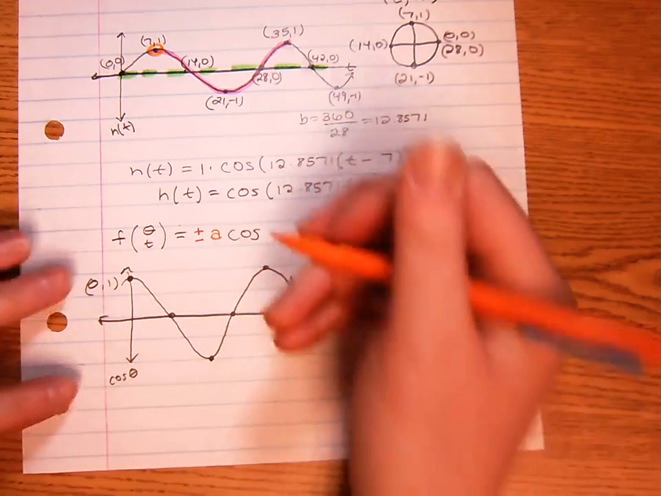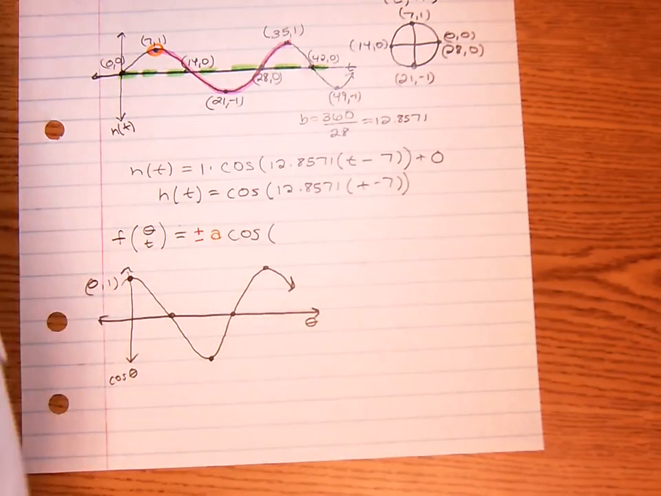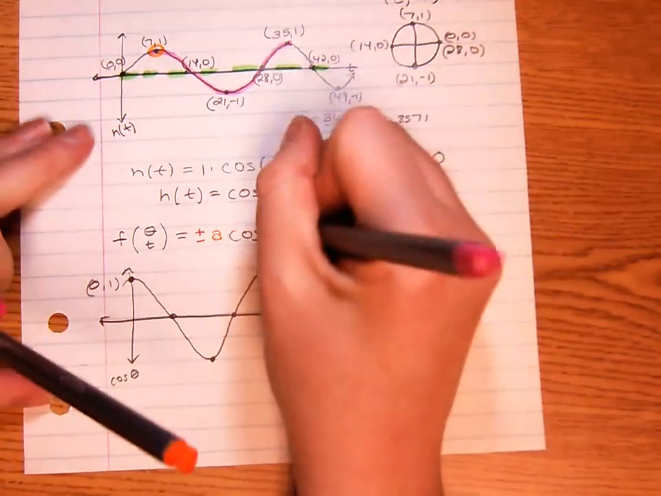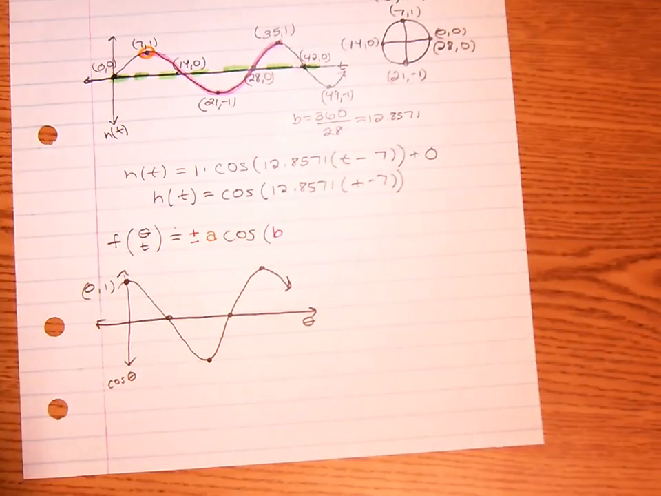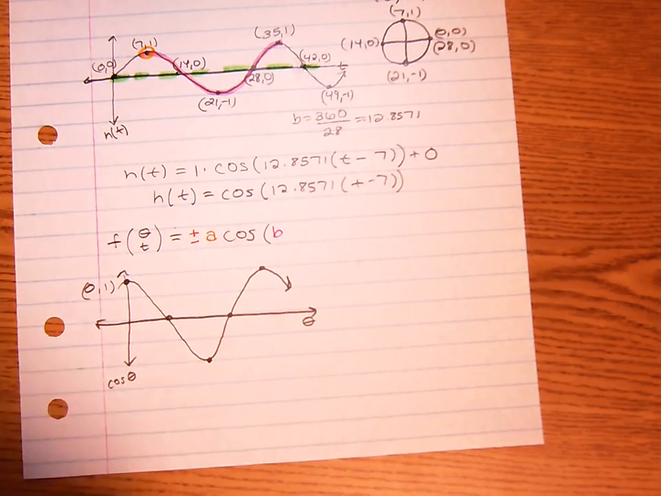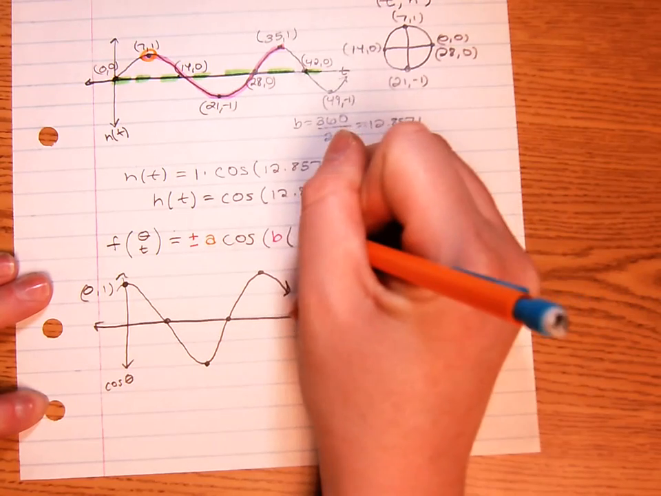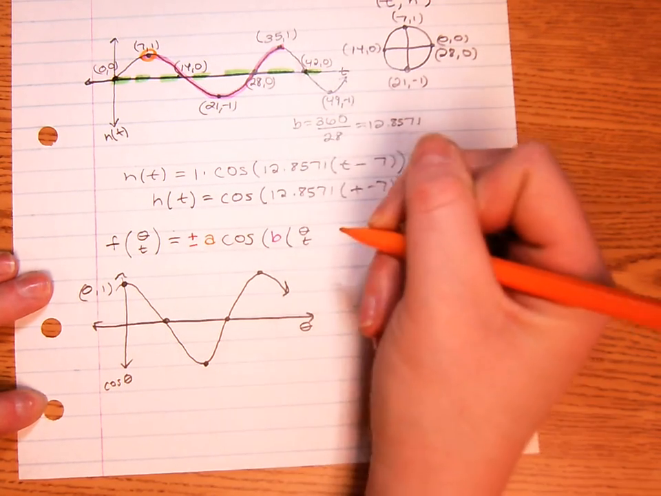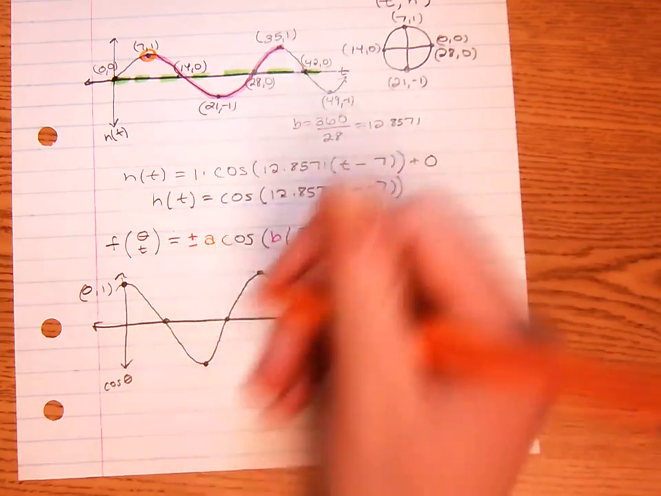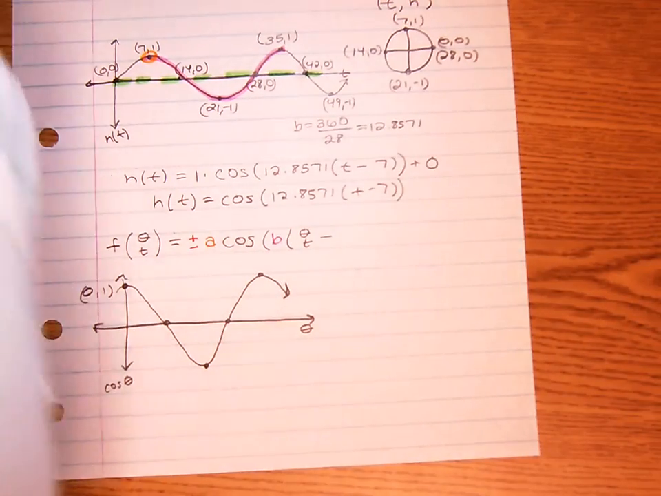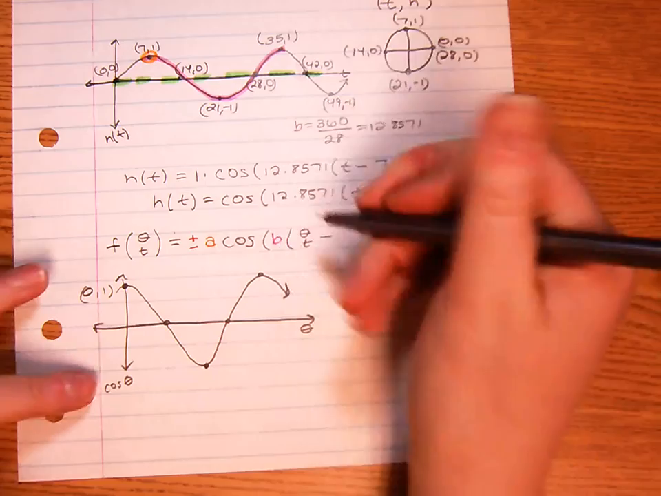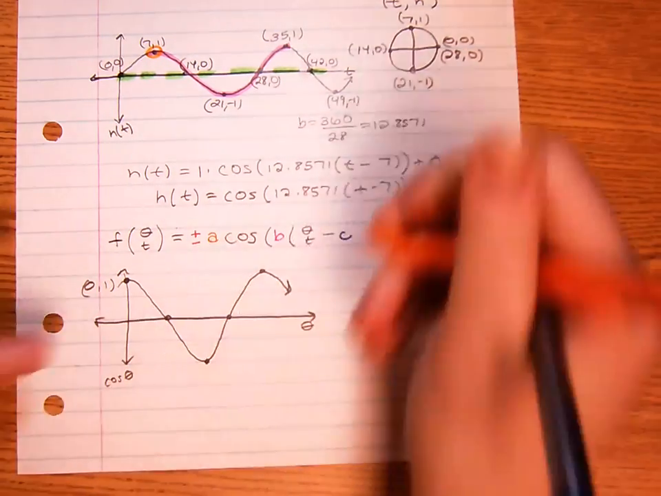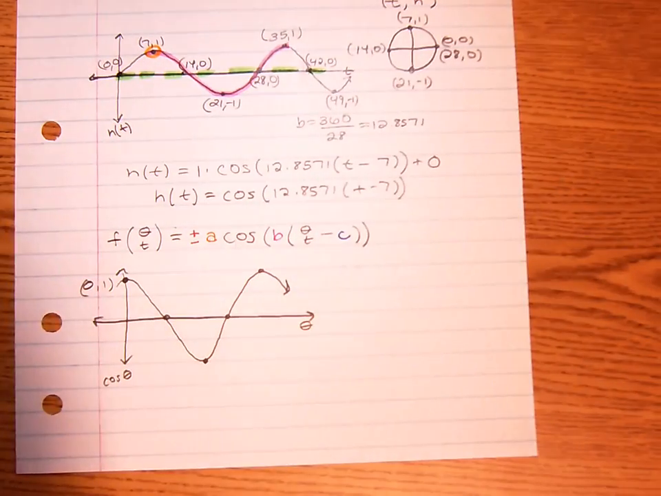And then we have our b value, our frequency, which I'll talk about in a second, but we get that by doing 360 divided by the period. And then you're evaluating your independent variable. So again, it could be theta or t or x, depending on whatever you're working with. Minus our phase shift, which is our c value. And then, of course, plus our vertical shift, which is our d value.